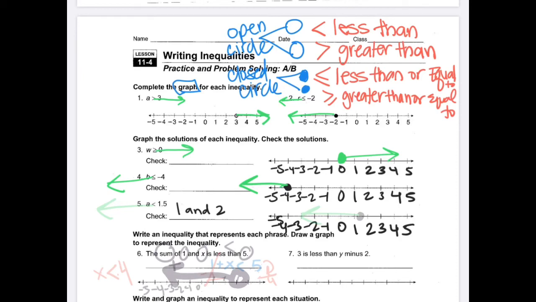Let's move on to number 7. We have 3 is less than, so less than symbol, y minus 2. Minus, using the minus symbol. Here we go writing it out. 3, less than symbol, variable y minus 2. First step, I need to get this y by itself, so I'm going to add 2 on both sides of my inequality. Now I've got my 2's to cancel out, and 3 plus 2 on the left side is 5. I've got 5 is less than y.